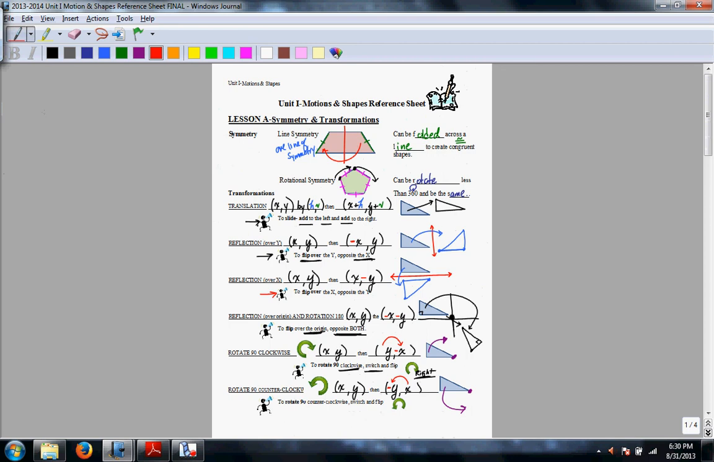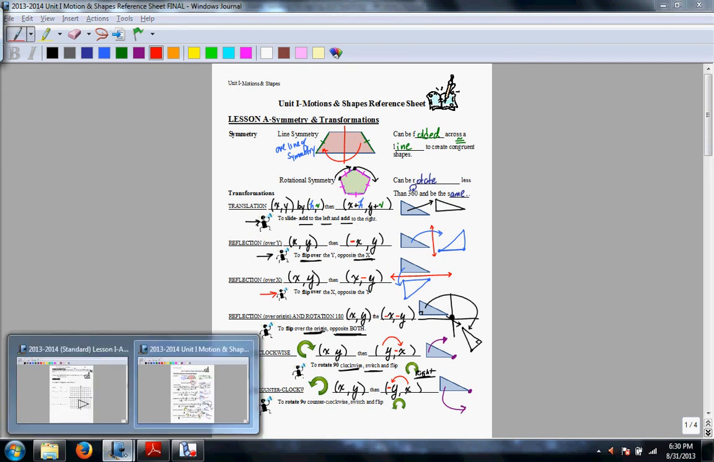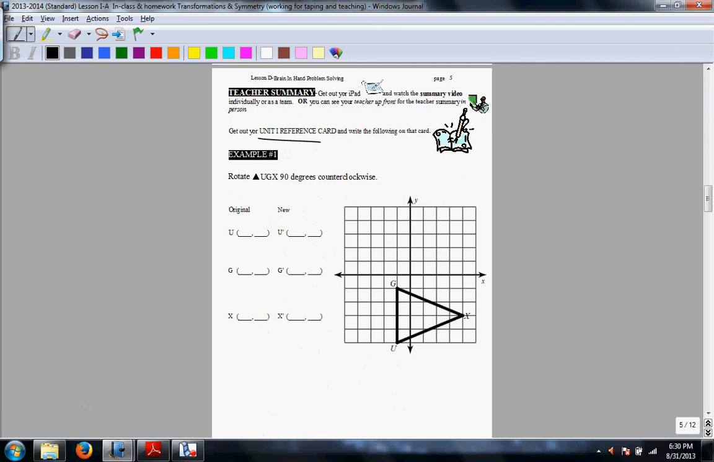Once you have this entire page filled out, return back to your notes. Okay, back to your notes. We're going to do two examples together.